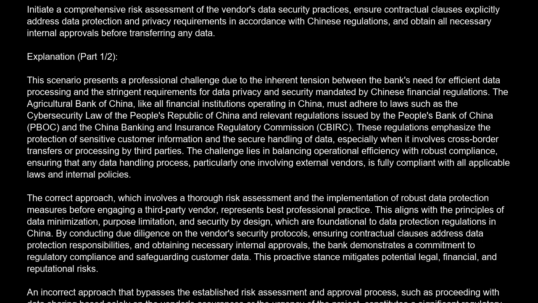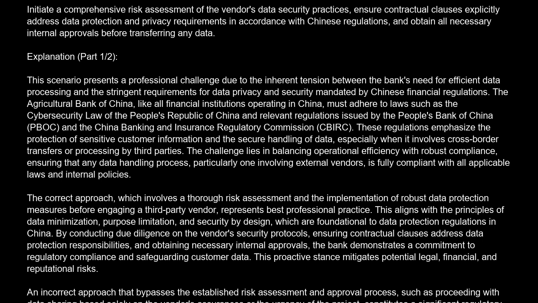This aligns with the principles of data minimization, purpose limitation, and security by design, which are foundational to data protection regulations in China. By conducting due diligence on the vendor's security protocols, ensuring contractual clauses address data protection responsibilities, and obtaining necessary internal approvals, the bank demonstrates a commitment to regulatory compliance and safeguarding customer data. This proactive stance mitigates potential legal, financial, and reputational risks.